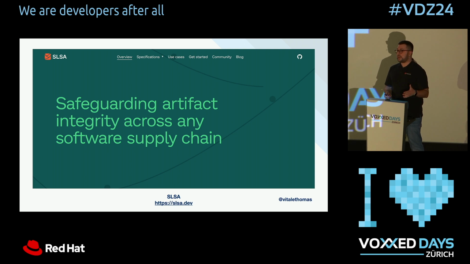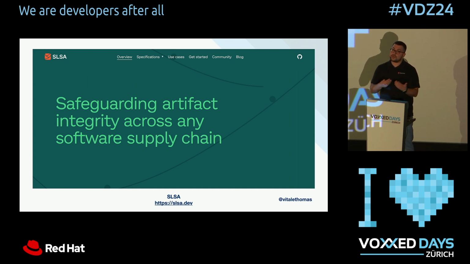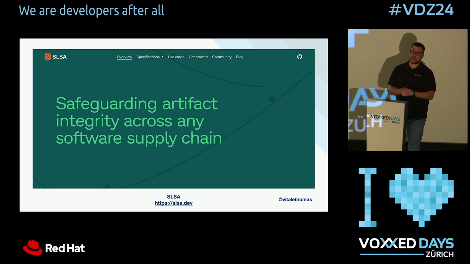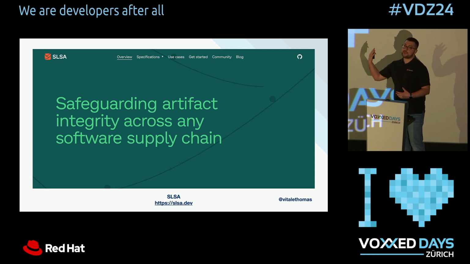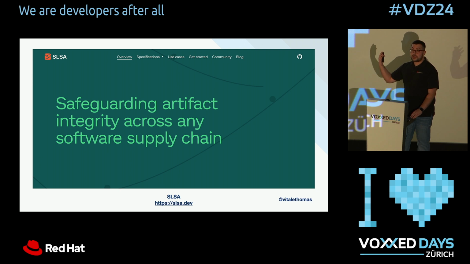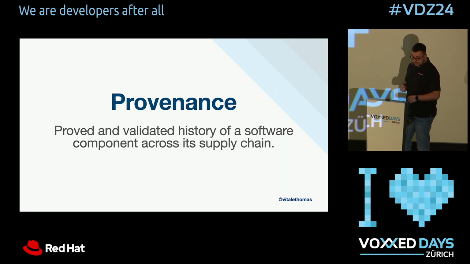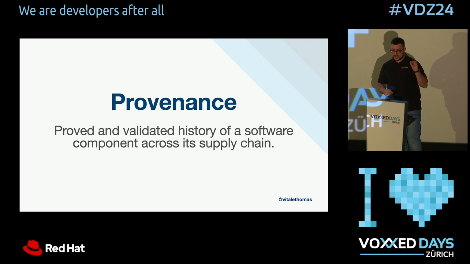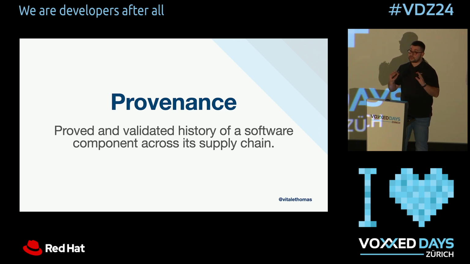It's the same at the supermarket. If you go and buy some oranges, probably you can see on a label that they come from Sicily, in Italy. There's the European Union symbol on it. Maybe you can even see the farm from which those oranges came. It's the concept of provenance once again. So we want to apply the same concept also for our artifacts, being jar files, container images, or whatever. So, a proven and validated history of a software component across the supply chain.